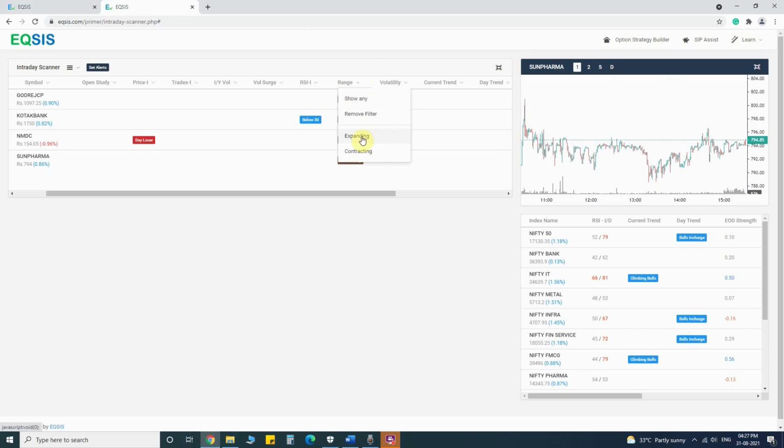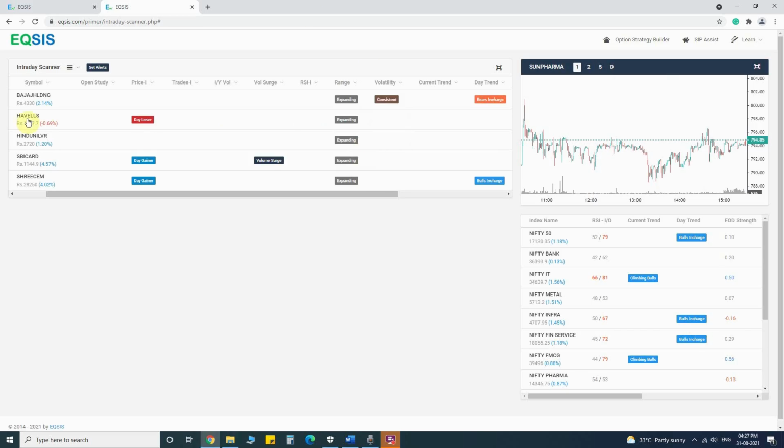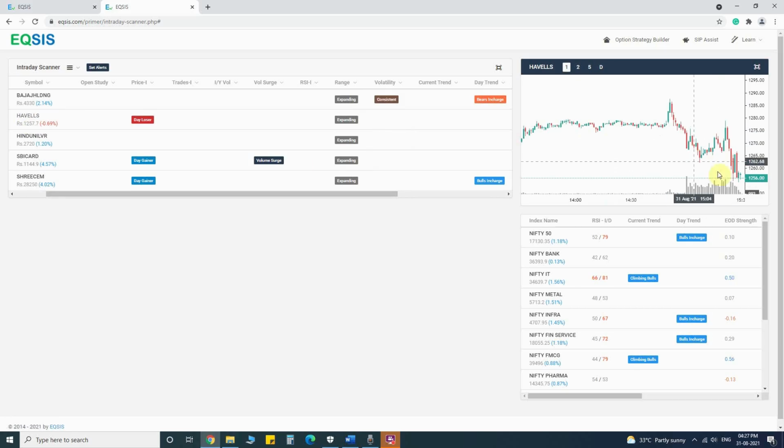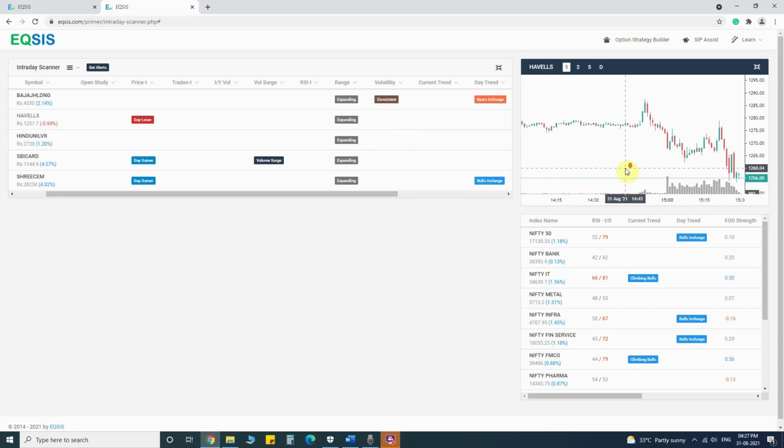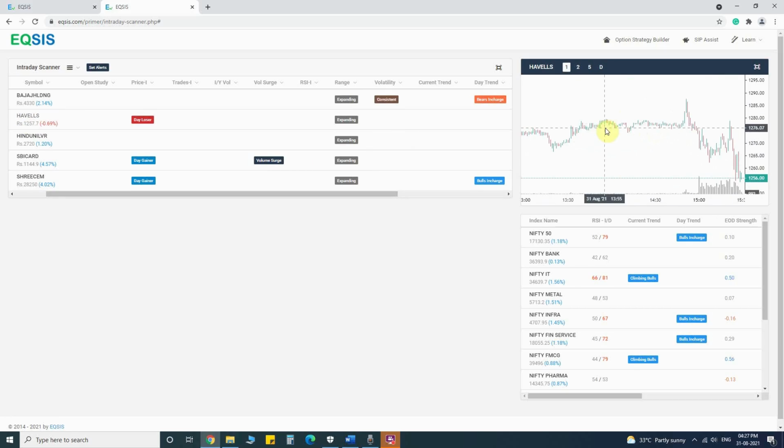If you want to see the stocks which are expanding, if I click on Havells, you see the recent bars are quite bigger when compared to the beginning of the day. This may be useful for some intraday trading system. So when or where to use it, we will see later, but this is how you can do it. This feature is there in the tool, that's what I'm highlighting now.